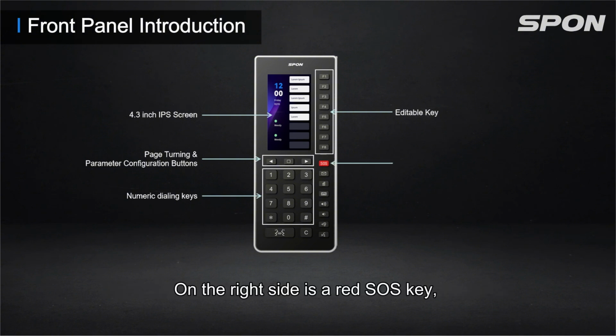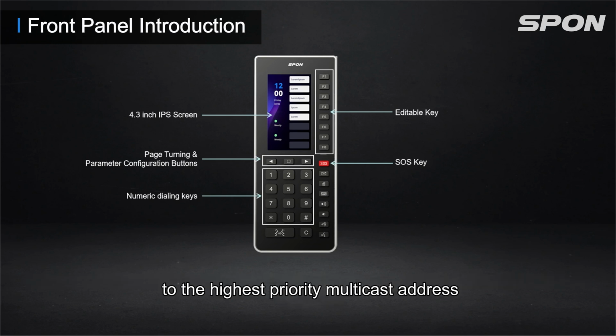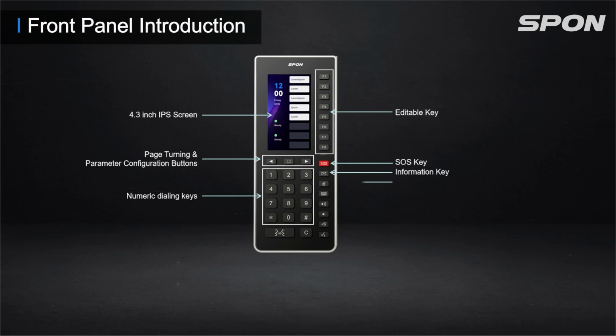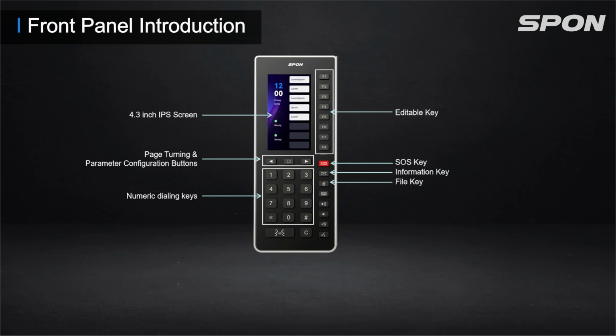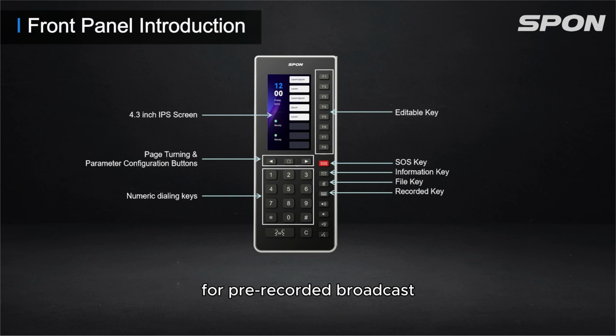On the right side is a red SOS key, which can be used to broadcast messages to the highest priority multicast address. The information key allows you to view the device's current network configuration. The file key can view and listen to the audio files stored in the microphone. The record key records audio and saves the recording in the device's media library for pre-recorded broadcast.